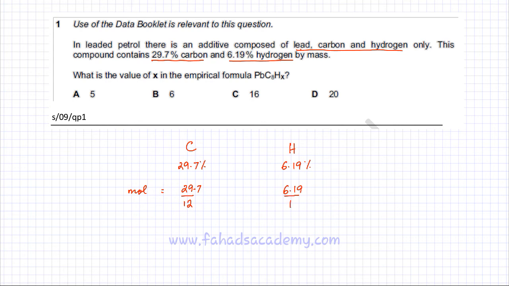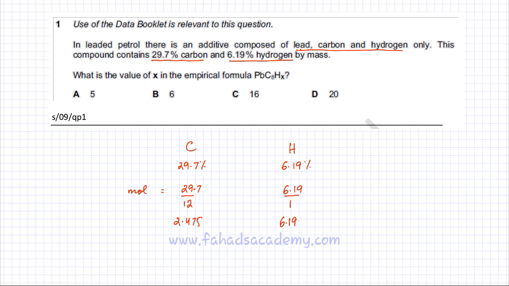So the value that you're going to get, using my calculator, 29.7 divided by 12 gives me 2.475 moles, and 6.19 divided by 1 would be 6.19. That would remain the same. Now I want to find the simplest ratio.